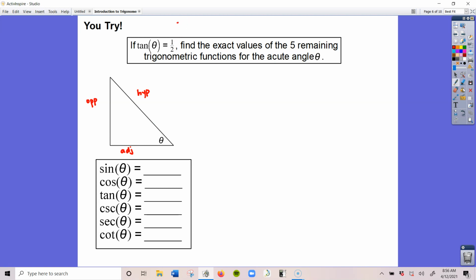Tangent is 1/2, and according to SOHCAHTOA, the 1 would be the opposite side, so this is equal to 1, and 2 would be my adjacent side. So what I'm missing here is the hypotenuse. So if I apply the Pythagorean theorem, I have the legs. Now I'm looking for c.